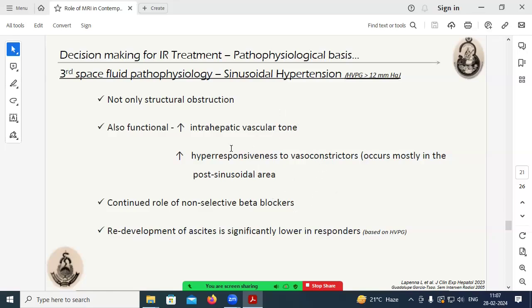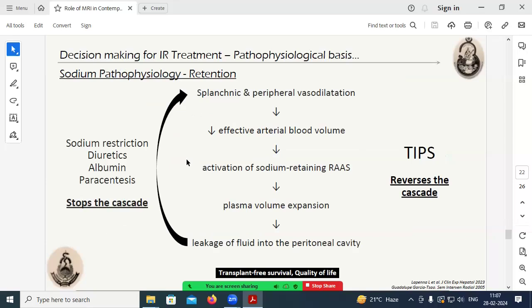It's because of the hyperresponsive vasoconstrictors that are circulating, as well as the overall increased vascular tone, and therefore this is the role of non-selective beta blockers. So as radiologists, as interventional radiologists, we should also try to understand how to taper, how to calibrate, and how to manage the dose of non-selective beta blockers.